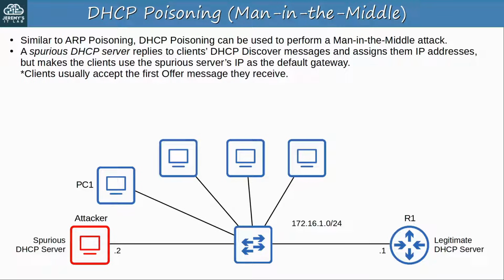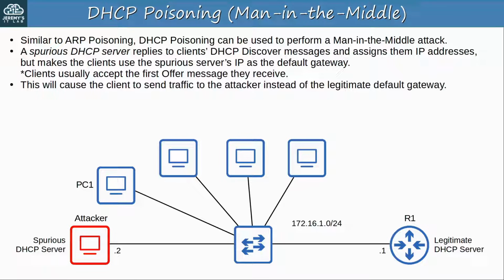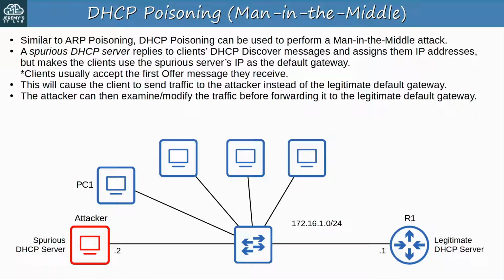But if the legitimate DHCP server is actually in a remote network, and R1 is just acting as a DHCP relay agent, then it's almost guaranteed that the attacker's offer will reach the clients first, because it's in the local network. No need to forward traffic to a remote network. So, if the clients use the attacker as their default gateway, when sending traffic to external networks, they will send traffic to the attacker instead of the legitimate default gateway. The attacker can then examine and/or modify the traffic before forwarding it to the legitimate default gateway.